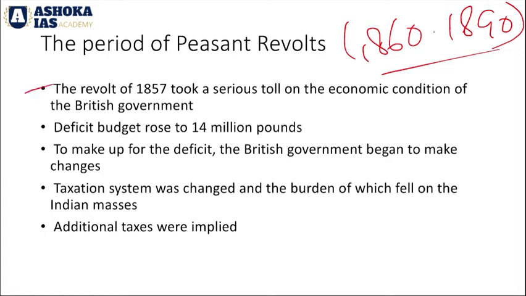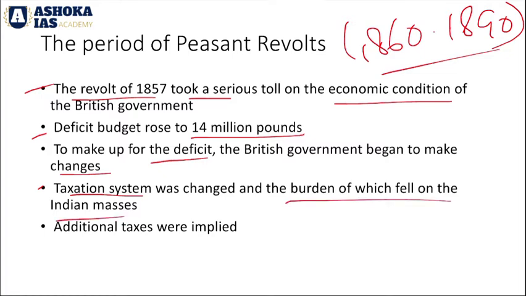The revolt of 1857 took a serious toll on the economic condition of the British government. The deficit budget rose to 14 million pounds, and in order to make up for the deficit, the British government began to make changes. The taxation system was changed. That means that taxes were increased, and the burden fell on the Indian masses, the Indian common people, the Indian peasants. And a lot of additional taxes were imposed.